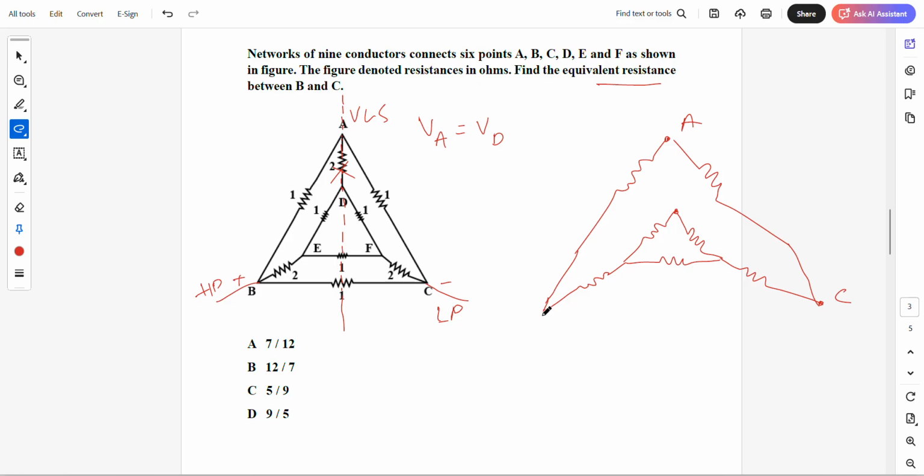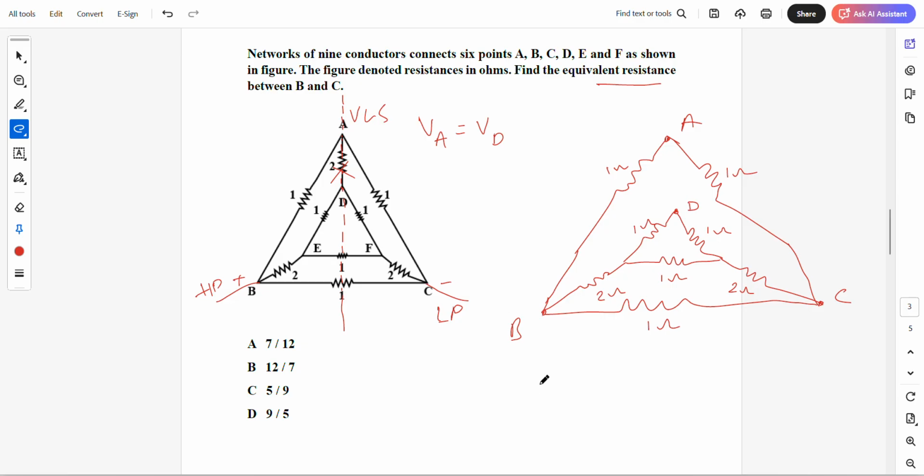C is here, B is here. After removing this 2 ohm, this is point D. 1 ohm, 1 ohm, 1 ohm, 2 ohm, 2 ohm, 1 ohm. Now see here, what is going to happen? 2 ohm is in parallel with 1 ohm. How much does this become? It becomes 2/3, right?